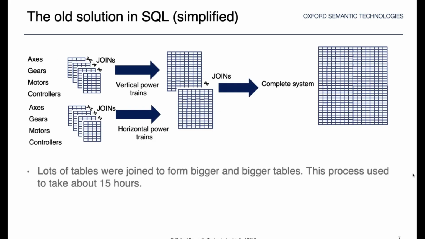This is how one might have solved this in a traditional SQL style manner. In a relational database, you would have all of those components, the axes, the gears, motors, and so on, loaded into a set of tables and perform a series of join operations on those tables to establish where compatibility existed. And you end up then with a complete system that shows the full possible configurations and combinations. This is how this problem has been solved in the past.